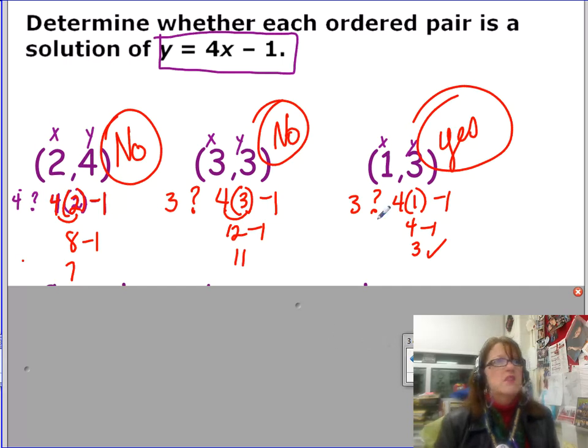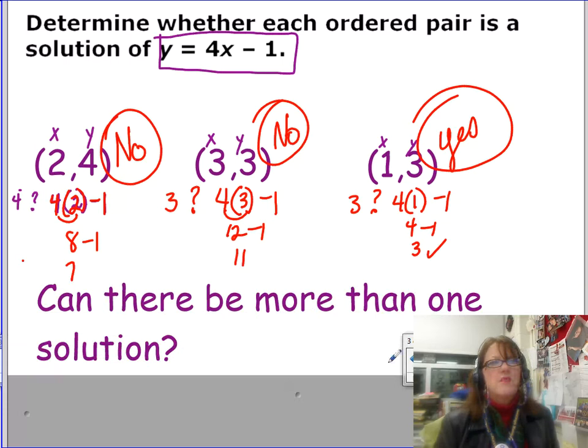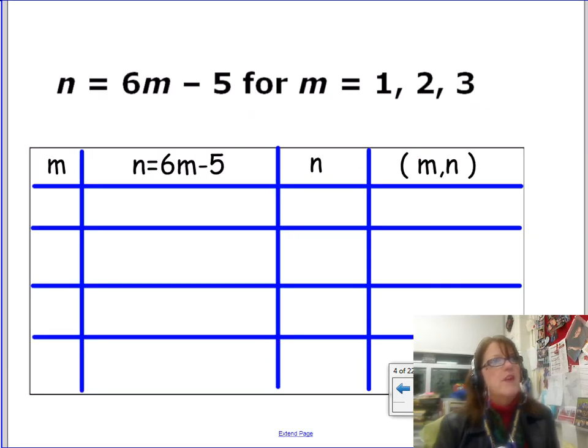Now the big question is, I tested these 3. I found one that worked. Can there be more than one solution that works? I'm going to tell you, actually, yes, there can be. And here's how you could find more.